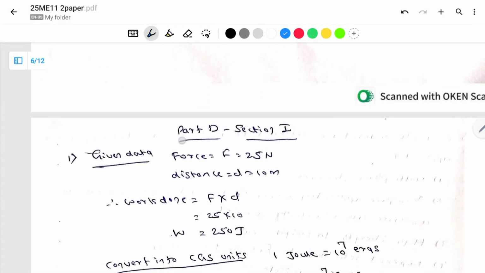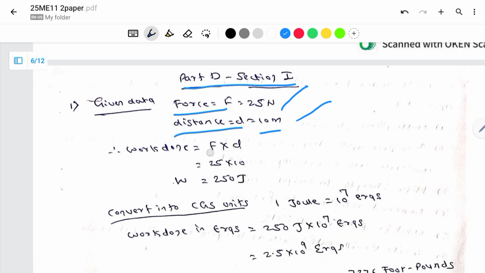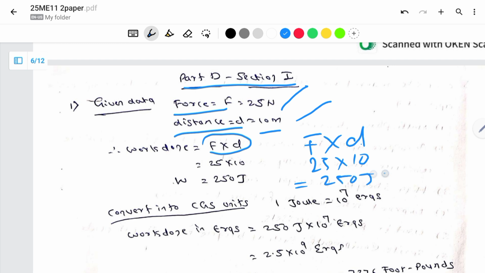So here section D, first question. As per the given data, the force is given in Newton, and the distance is given as 10 meter. So work done is given by force into distance. So 25 into 10 you have to do. So here it will be 250 joule.